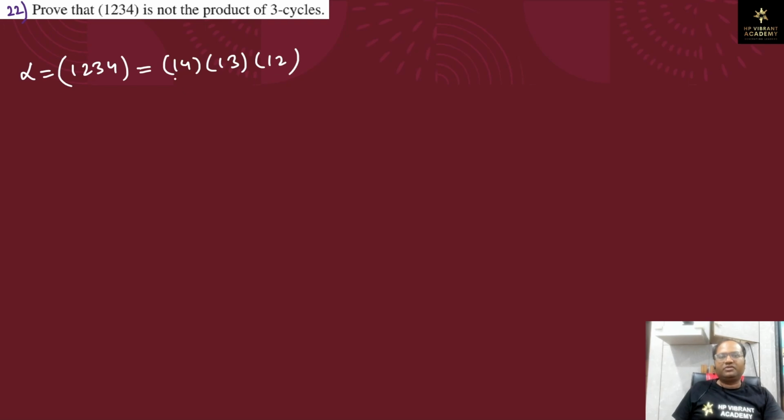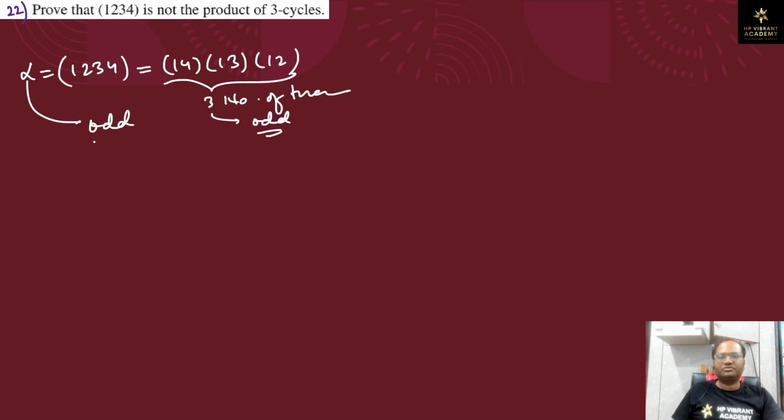So let us discuss question number 22. What is given in question number 22? Prove that (1 2 3 4) is not the product of 3 cycles. So let us take alpha as (1 2 3 4). Okay, so alpha क्या है, even है कि odd permutation है? Let us break this into transpositions. So this is (1 4)(1 3)(1 2). So alpha has been decomposed into 3 transpositions. This means alpha is an odd permutation. Since alpha is broken into an odd number of transpositions, therefore alpha is an odd permutation.